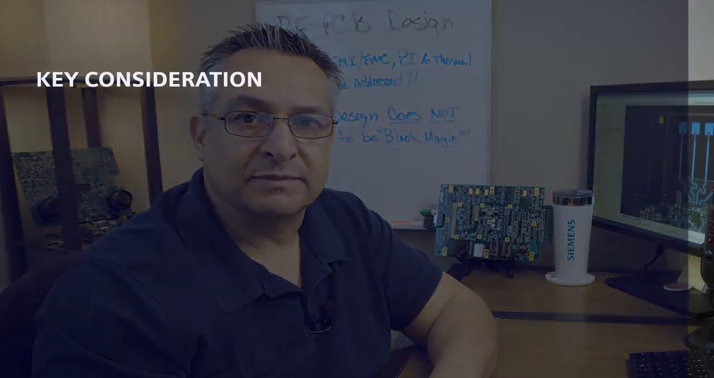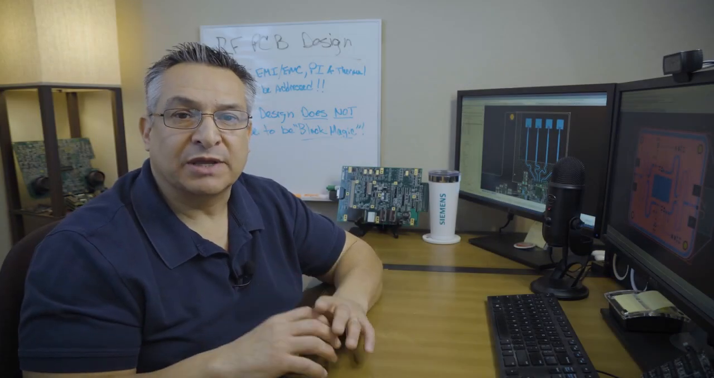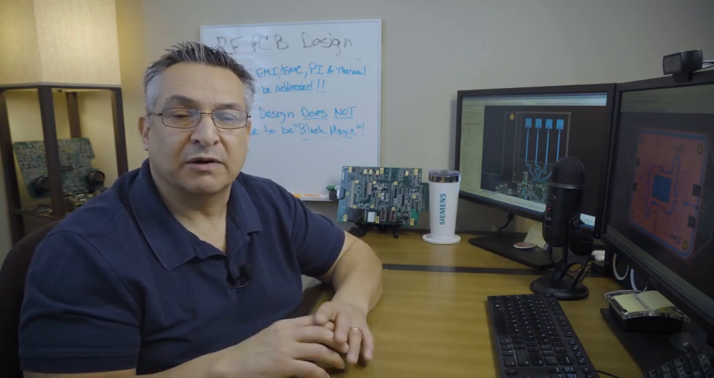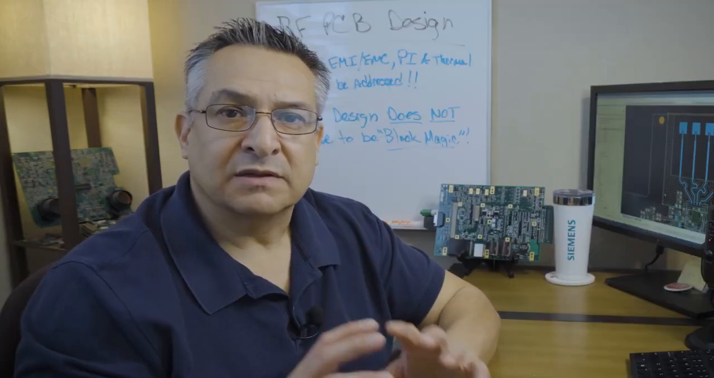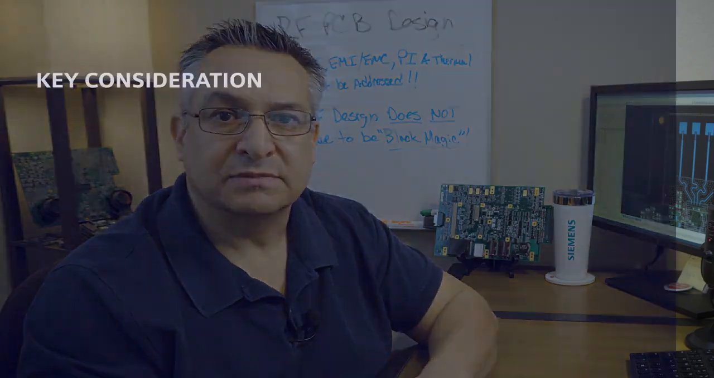There are several key considerations in RF PCB design. RF signals require proper impedance matching to ensure maximum power is transferred between components. This involves designing transmission lines, such as microstrips and strip lines, with controlled impedance that matches the characteristic impedance of the connected components.